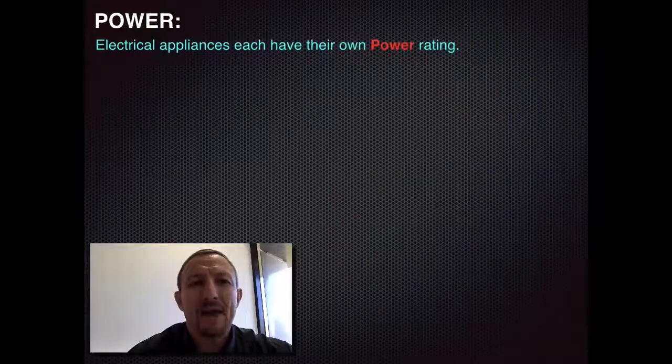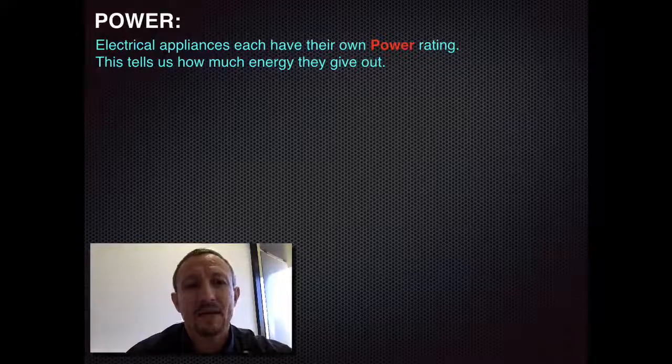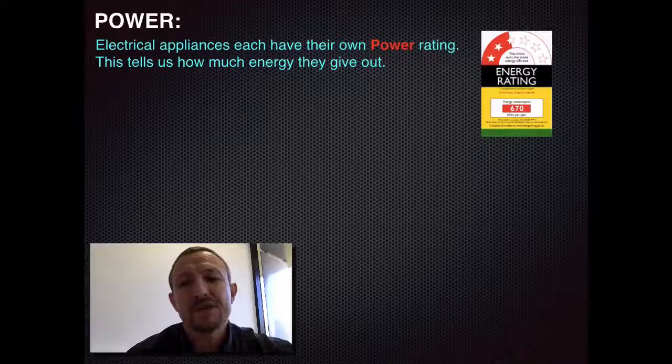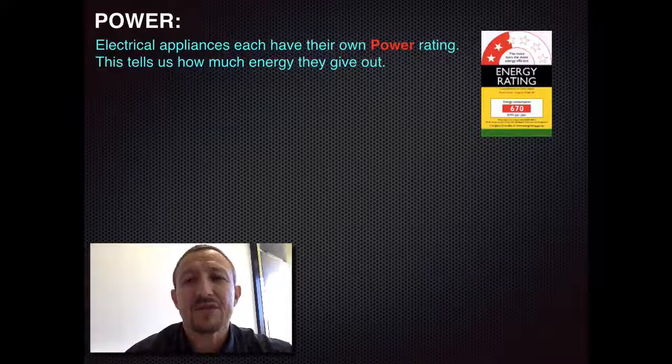Now basically power talks about the amount of energy that is released by a specific appliance, and each appliance will have its own power rating, and this tells us how much energy they give out of the desired effect that we require. Now often you'll see an appliance which will have an energy rating which is similar to the image that you can see on the right hand side here.